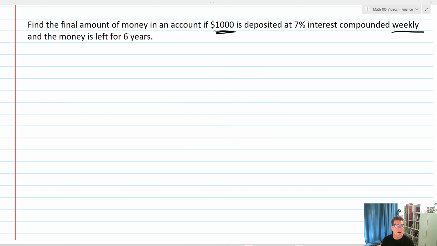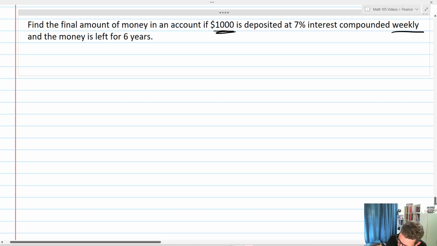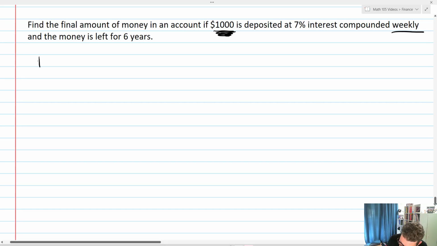All right, let's talk about a question like this. Find the final amount of money in an account if $1,000 is deposited at 7% interest compounded weekly and the money is left for 6 years. So what we're going to do is notice some information. One, my initial principal, P naught, is $1,000. So P naught equals 1,000. My rate is 7%, so R is going to equal 0.07.